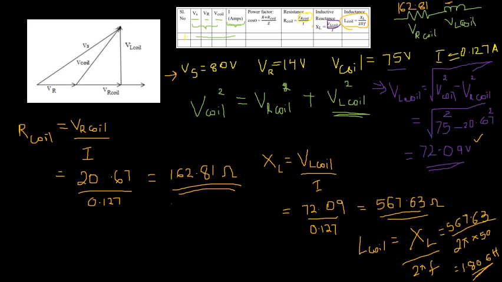So the inductance of a coil is calculated, the inductive reactance is calculated, and the resistance appearing across the coil is done. At the end we remain with the calculation of the power factor, that is, cos theta. So cos theta value is equal to R plus the value of the coil resistance.